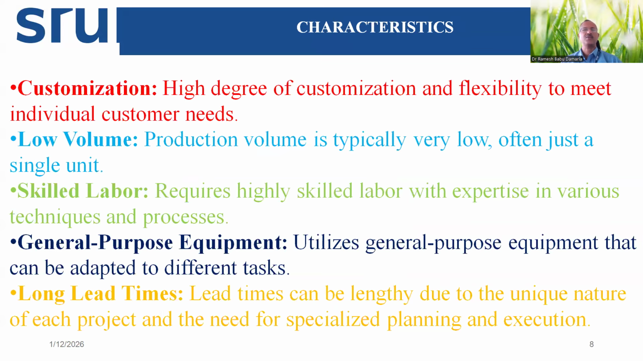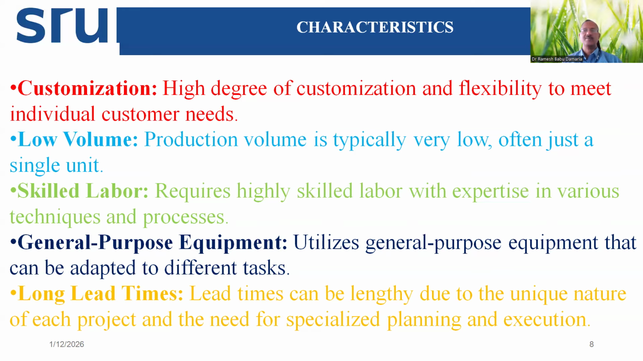Let us see the characteristics of job production. The very first characteristic of this kind of production is customization. There's a high degree of customization and flexibility to meet individual customer needs. It can be a special kind of food made in a 5-star hotel kitchen as per the customer requirement, a pizza made specifically as per customer requirement, or a tool or a machine made specifically for the customer. Another important characteristic is that volume is low, typically very low, a single unit or maybe a single digit, 2, 3, 4, 5.